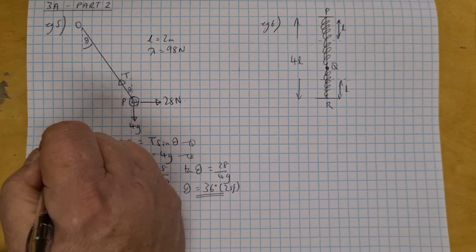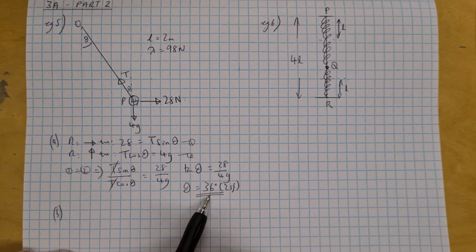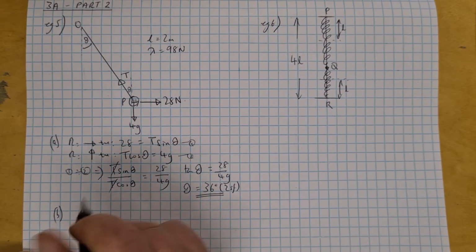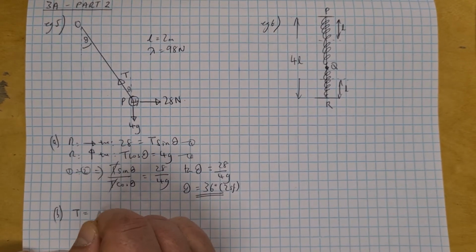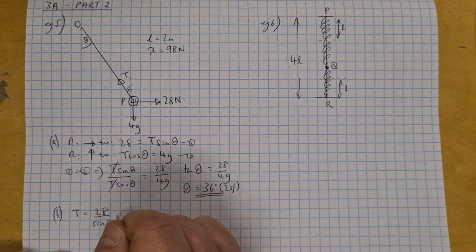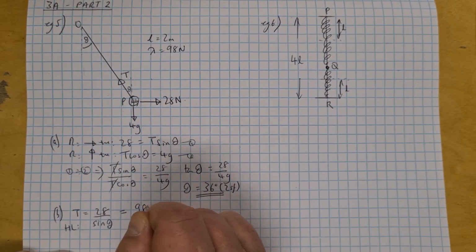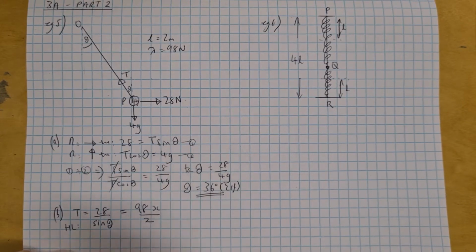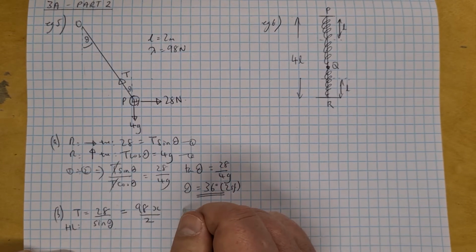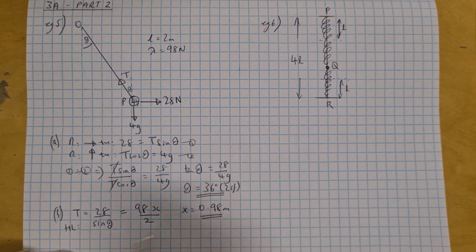So we've answered part A. And then part B, to find the extension in the string. Now we know that theta is 36 degrees. I would still keep the real value in there when we find T from either equation 1 or 2. So if we use equation 1, we've got T is going to equal 28 divided by the sine of theta. And we also know, using Hooke's law, that that is going to equal lambda x over l, which is 98x divided by 2. So therefore, if we multiply by 2 and divide by 98 to what we have for our tension, we have the value that x is going to equal 0.98 meters to two significant figures.